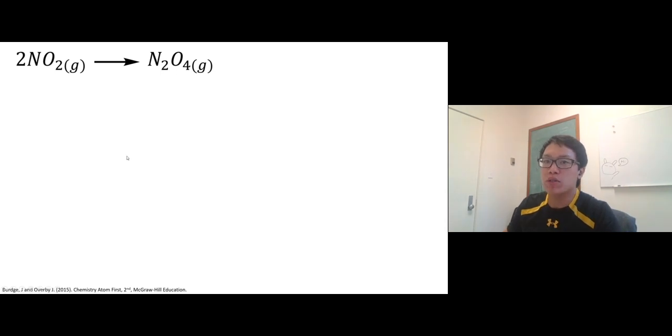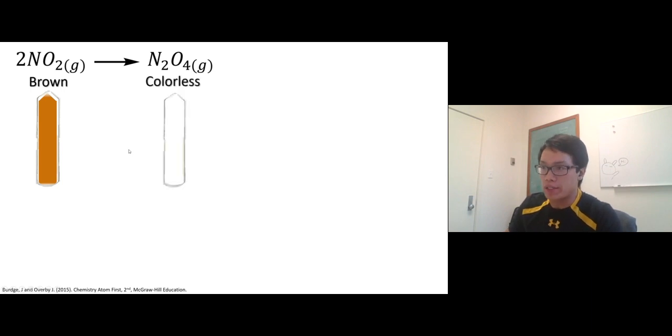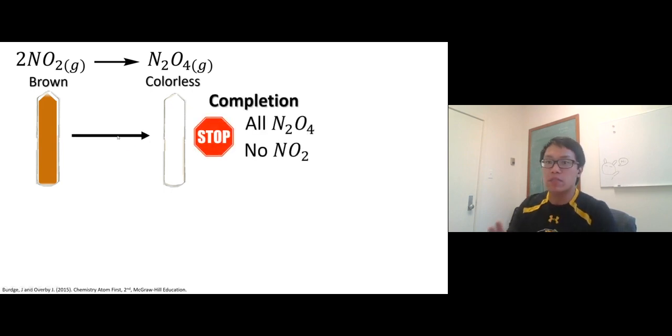Nitrogen dioxide is a brown gas, and dinitrogen tetroxide is a colorless gas, so no color. If we start with pure nitrogen dioxide, the brown gas, as the reaction goes, we should see a colorless gas at the end. The brown color just disappears, and we say, oh, that's when the reaction stops. All the NO2 converted to N2O4, so no NO2 left, right?